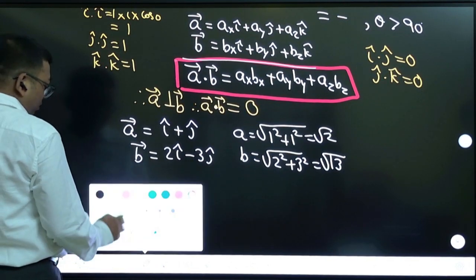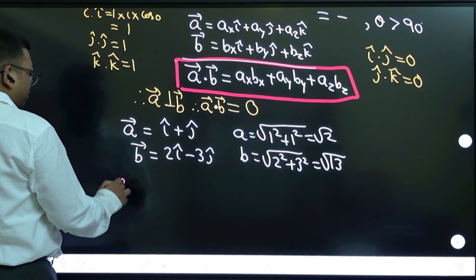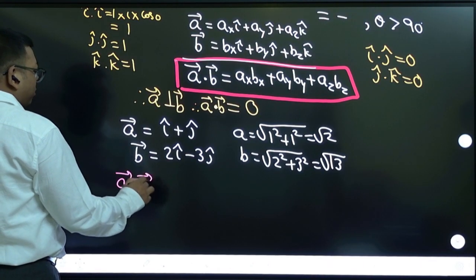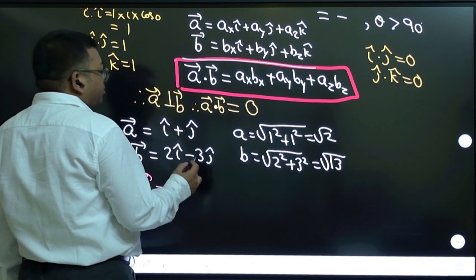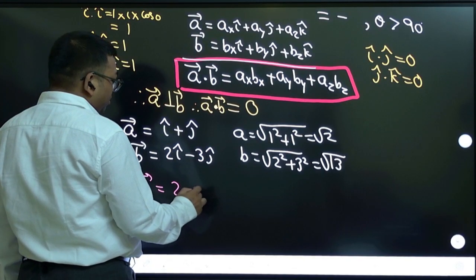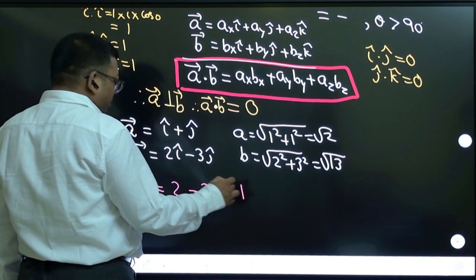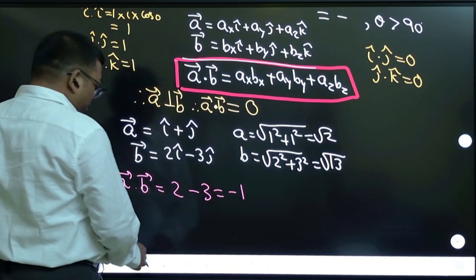We can very easily calculate it because you have to multiply. A dot B we can calculate. So 1 into 2 is 2, and minus also we have to take. So minus 3 into 1, that will give minus 3. That comes as minus 1. The dot product is coming, right?